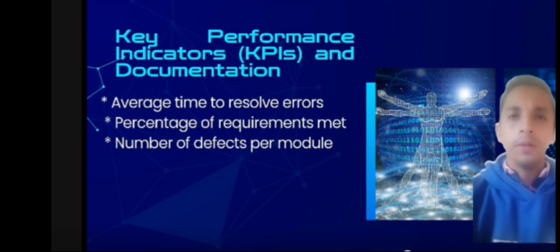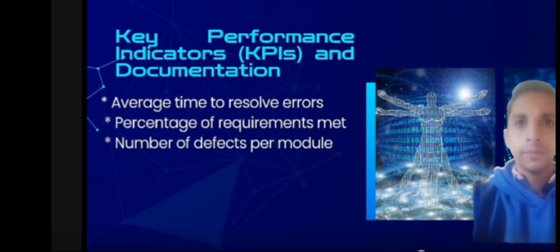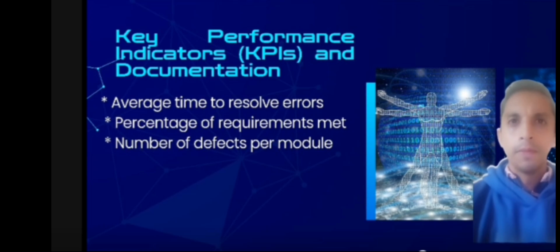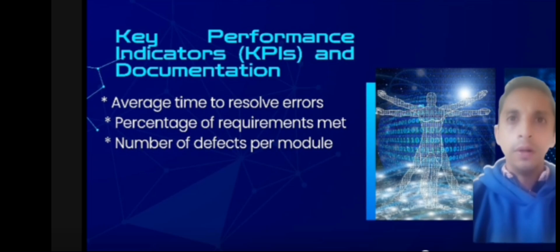Today, I'll be talking about two essential components in software development project management: key performance indicators, also known as KPIs, and the importance of documentation. Let's start with KPIs. KPIs are measurable values that help track the progress, quality, and success of a software project. They provide objective data that teams can use to evaluate their performance and make better decisions.